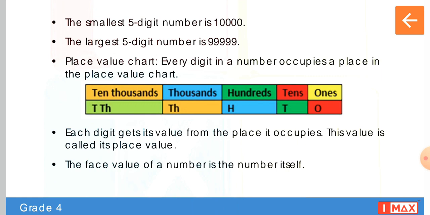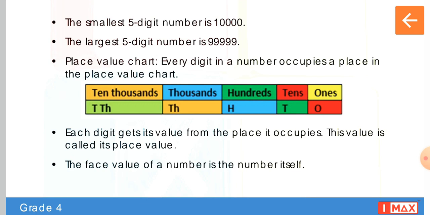Yes, that is 10,000. The smallest 5-digit number is 10,000. How many zeros are there in 10,000? Yes, 4 zeros. So the smallest 5-digit number is 10,000. Next, the largest 5-digit number is 99,999. That is 5 nines. The largest 5-digit number is 99,999. Clear, children?